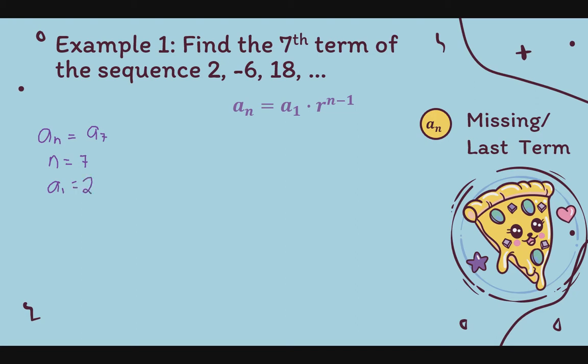At ang ating r o ang common ratio natin ay hindi given, ngunit pwede nating isolve by dividing our terms. So, meron tayong tatlong given na terms. Check natin kung makukuha natin from this terms. So, -6 divided by 2, tsaka sa 18 divided by -6. Check natin kapag naging same sila ng sagot, ibig sabihin, yan ang ating common ratio.